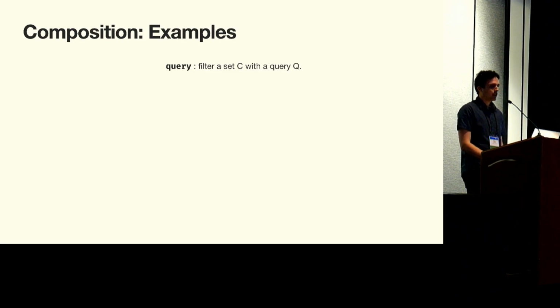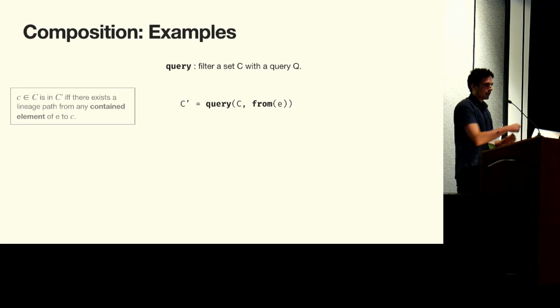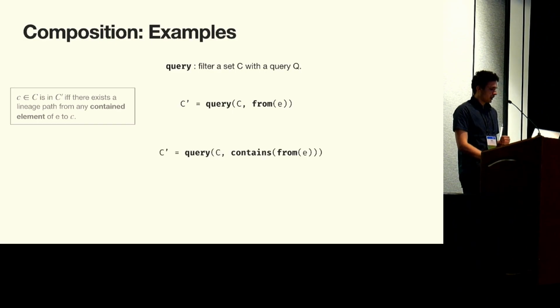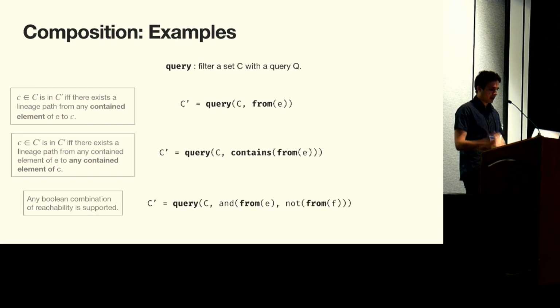filter a set C with this query, and we are creating a new set C prime that has everything filtered. So if we do from, we are evaluating the query such that there is any reachability in the graph from any sub-element of E to little c. If we do contains from, we are evaluating reachability from any sub-element of E to any sub-element of little c. And we can compose these queries through arbitrary Boolean combinations.